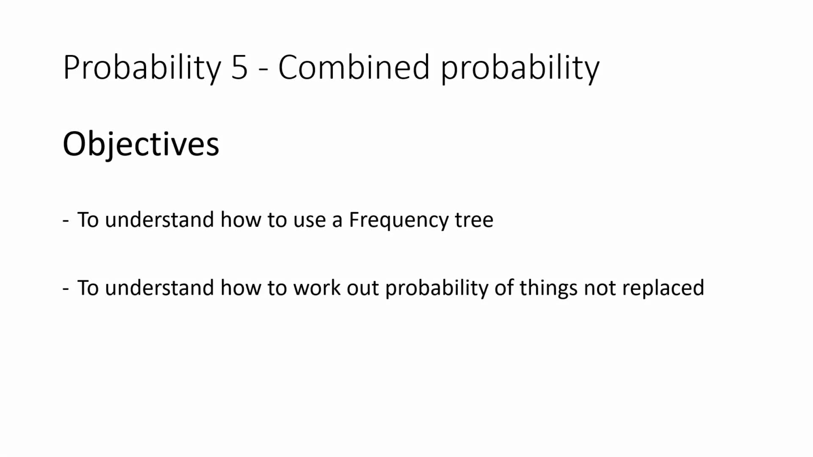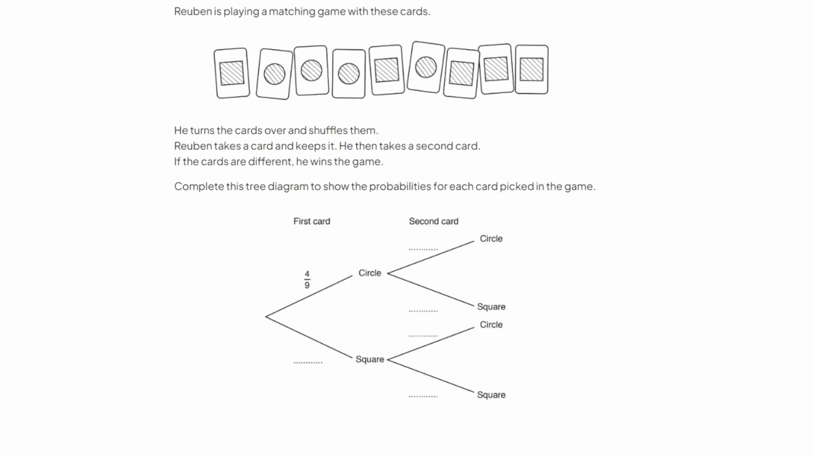Alright, what if we have a probability, but let's say things aren't as they seem. So let's say this example, right? Ruben is playing a matching game with these cards. He turns the cards over, then shuffles them. He takes a card, keeps it, then takes a second card. If the cards are different, he wins the game.